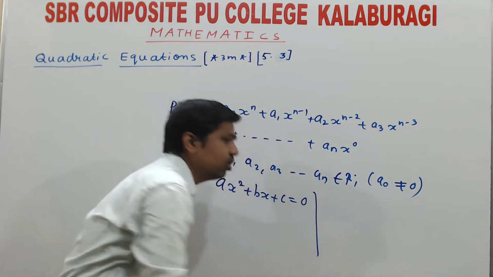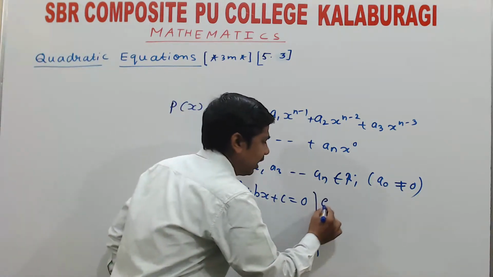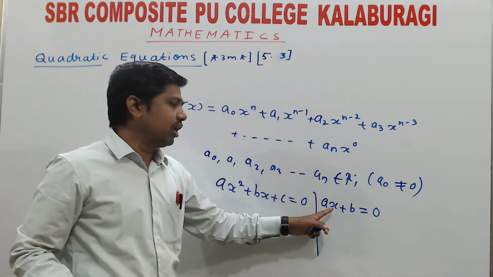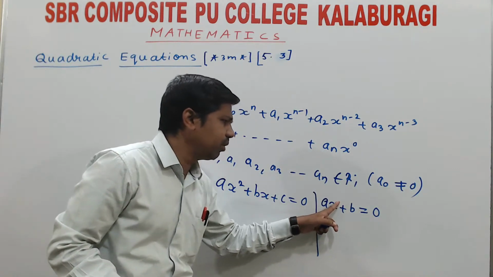A polynomial equation whose highest degree of the variable is 1 is said to be a linear equation. And if I take ax plus b equal to 0, what is the highest power of the variable here? 1.